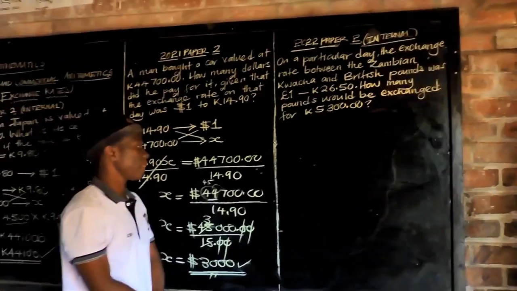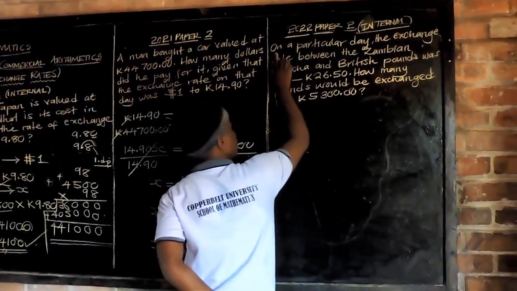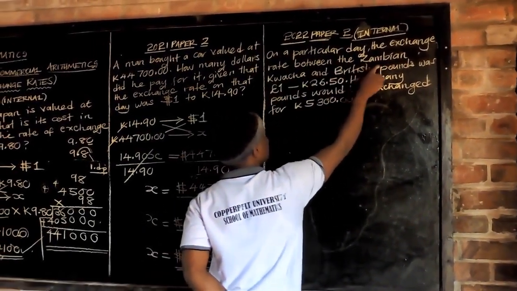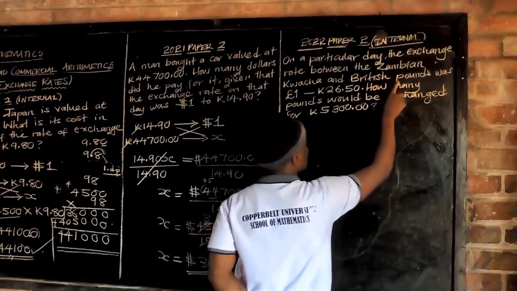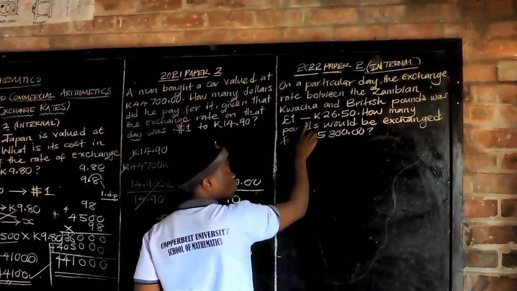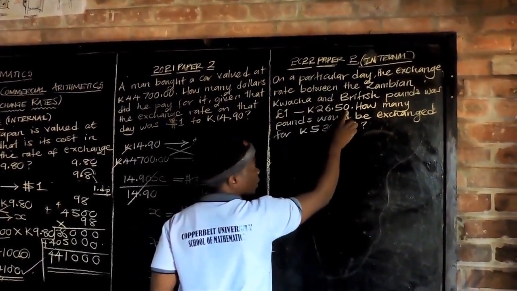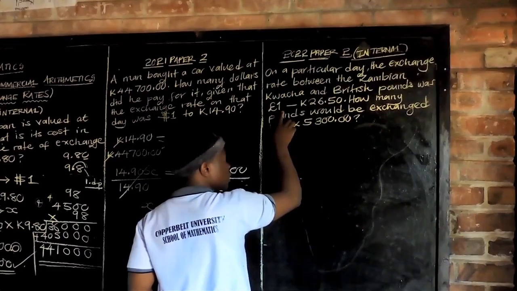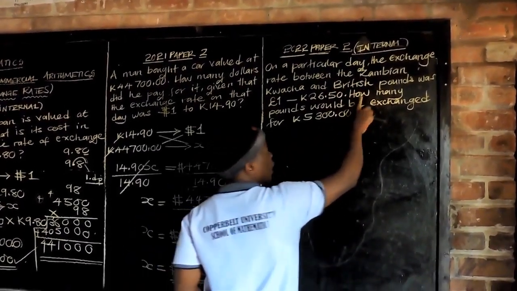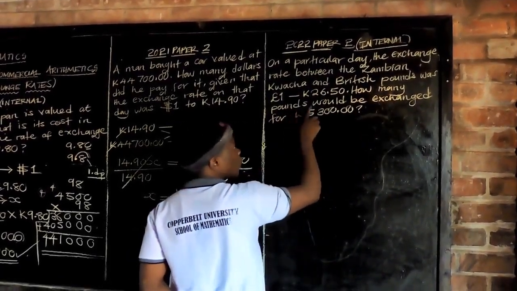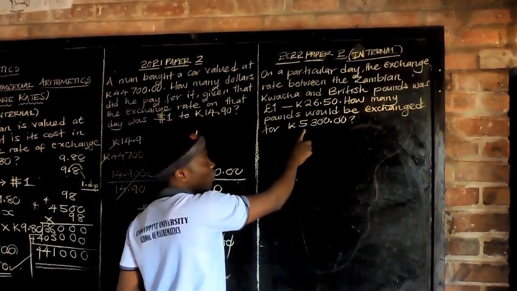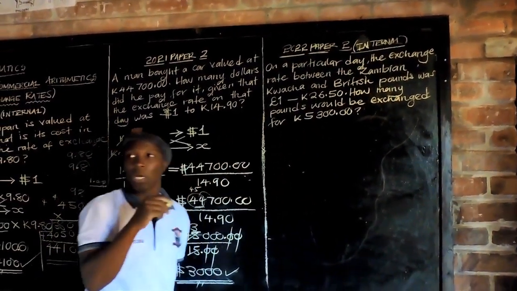It's saying that on a particular day, the exchange rate between the Zambian kwacha and British pounds was: 1 British pound is equal to 26 kwacha 50 ngwee. Are we together, people? Then we are told to say how many pounds would be exchanged for 5,300.